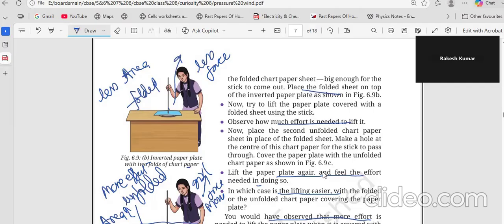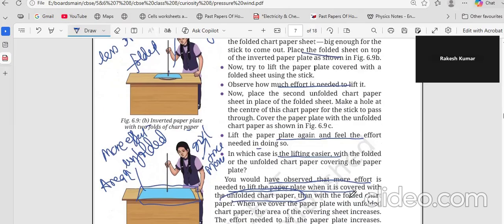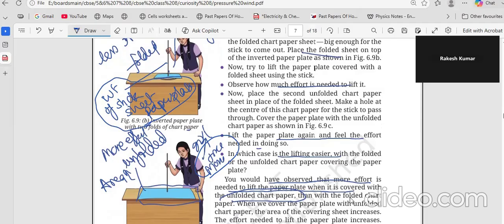Now when she is lifting this up, she is actually lifting the weight of the stick, the sheet, and the paper plate. But if that was the only case, then she would have felt the same effort, because she's also lifting the stick, the sheet, and the paper plate here, same paper, same sheet, but unfolded. But what happens is there it is much more effort. Why? Because of air pressure.